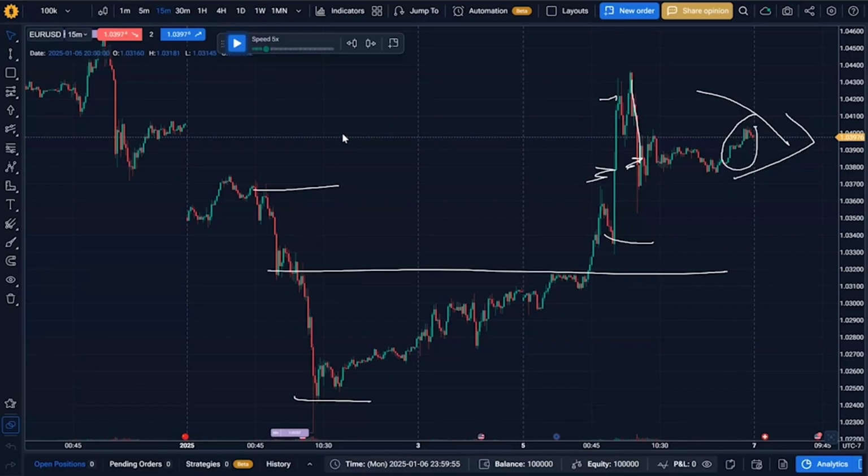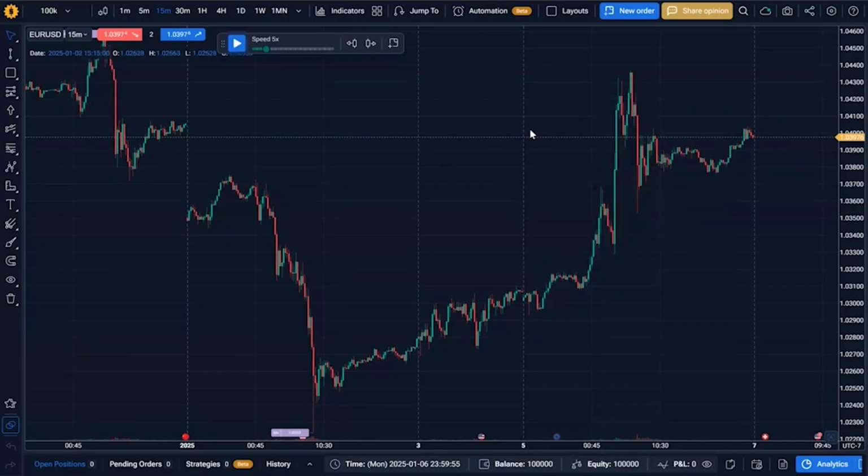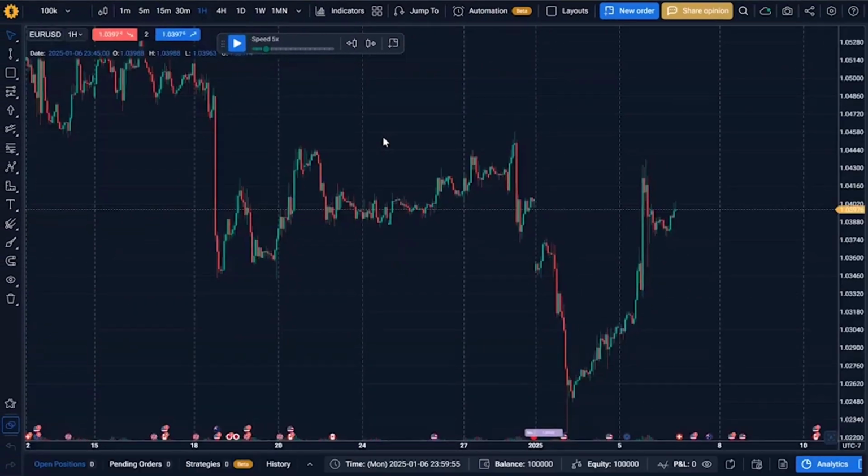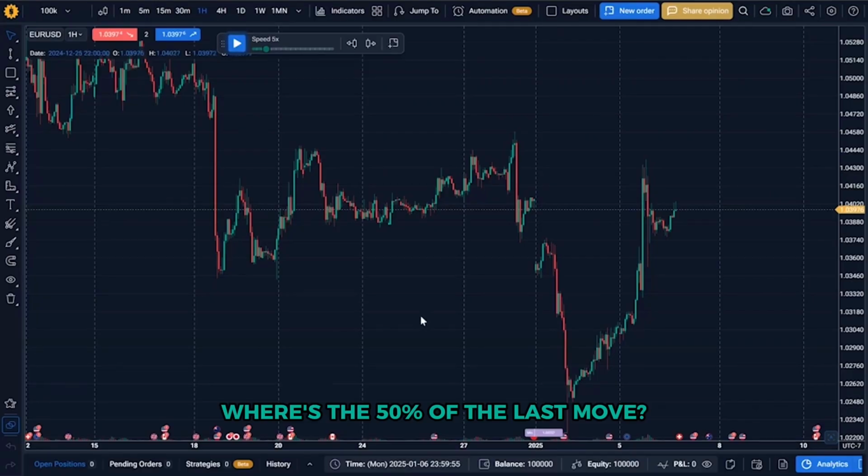That's it. I did that purposely on the 15-minute chart because market structure is market structure. I know we look at the 1-minute chart because every time we're together, we generally scalp. But if we're overnight trading, we can look at the hour and say the same thing. Where's the 50% of the last move? Where is it?